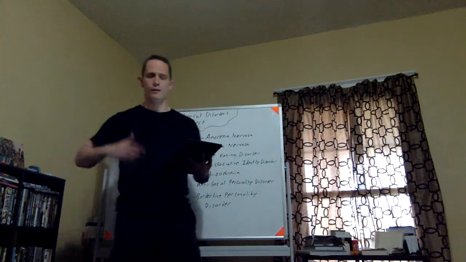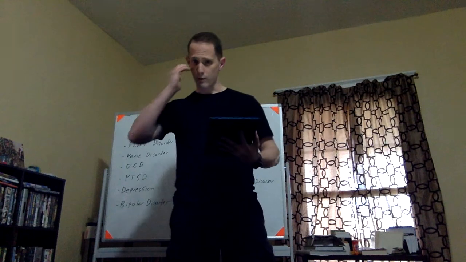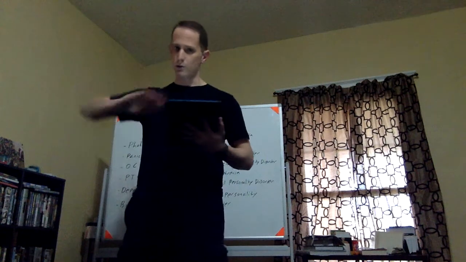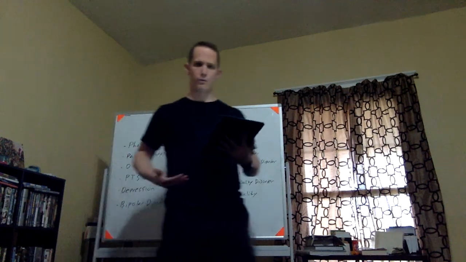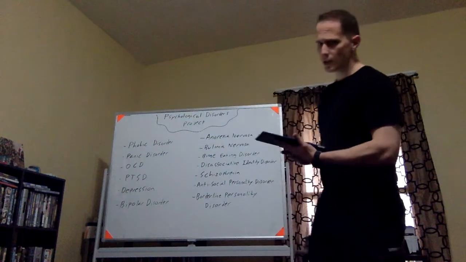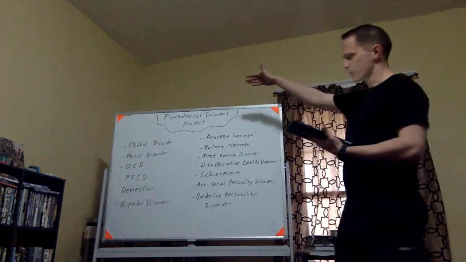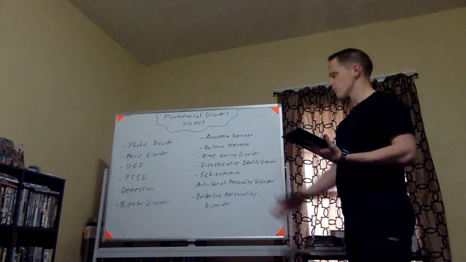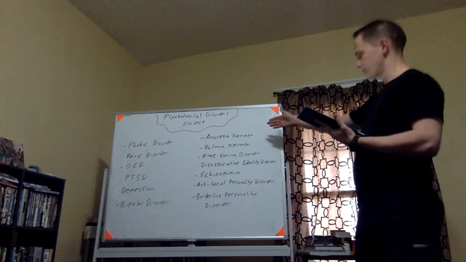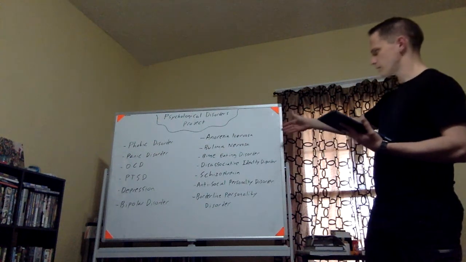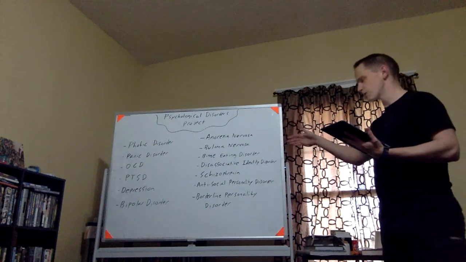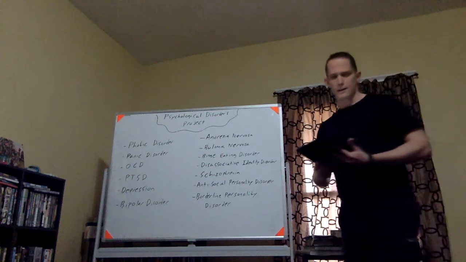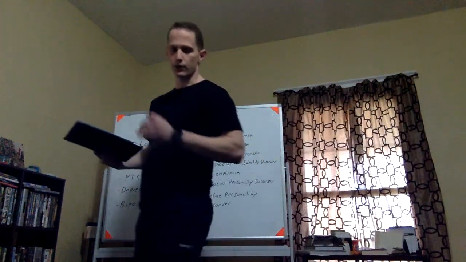Originally, this is supposed to take place over the course of about 3 class periods, so I expect roughly that amount of time and effort being put into it. I don't expect you guys to do weeks and weeks of research, just keeping it simple and straight to the point. So, the list you have to choose from: phobic disorders, panic disorders, OCD, PTSD, depression, bipolar disorder, anorexia nervosa, bulimia nervosa, binge eating disorder, dissociative identity disorder, schizophrenia, antisocial personality disorder, and borderline personality disorder. So a whole plethora to choose from. You're just going to choose one.